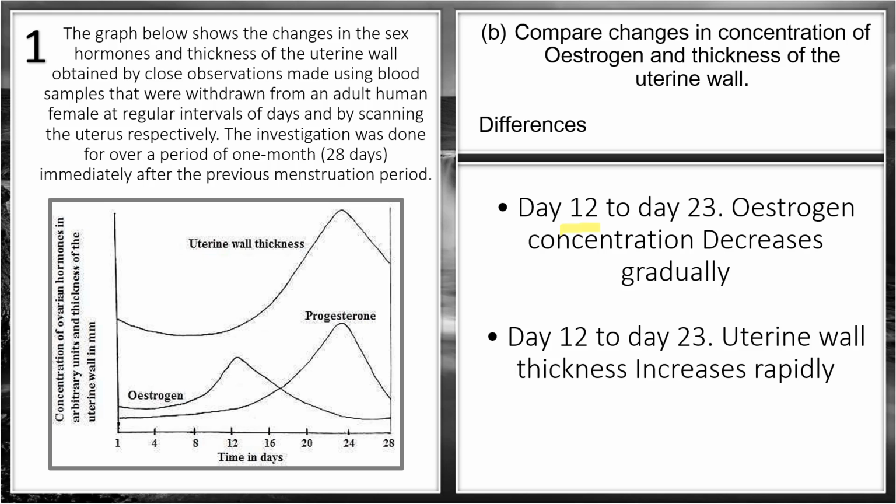Then from day 12 to day 23, the estrogen concentration decreased gradually. That is from day 12 here up to day 23. The concentration of estrogen was decreasing gradually up to around there. And in the same period, day 12 to day 23, the uterine wall thickness increased rapidly. Now from here, the 12th day to the 23rd, the uterine wall was increasing rapidly.